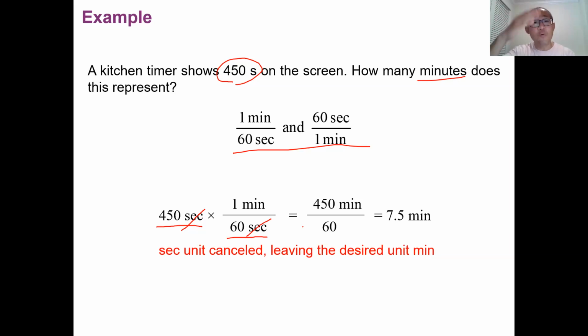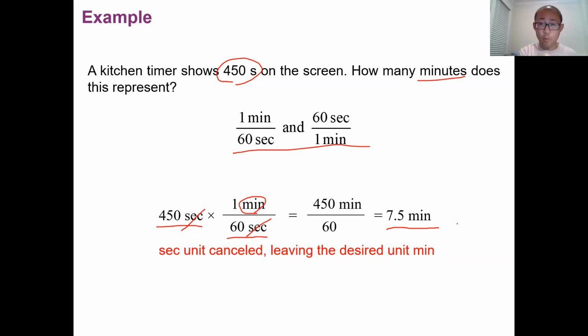Because I use 450 seconds multiplied by the conversion factor, if the second in the conversion factor is in the bottom, then the given unit, seconds, are canceled. And if they're canceled, what you get is the unit you want, minutes. So the math is basically 450 divided by 60. The final unit is minutes. So this is the idea of using conversion factors.